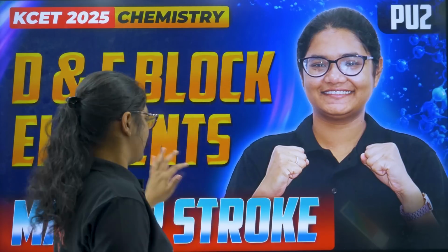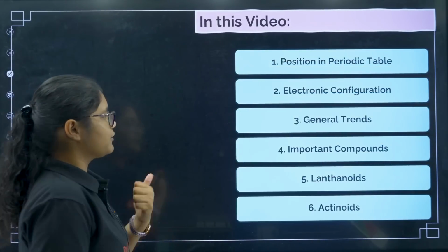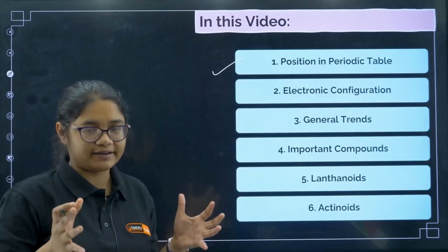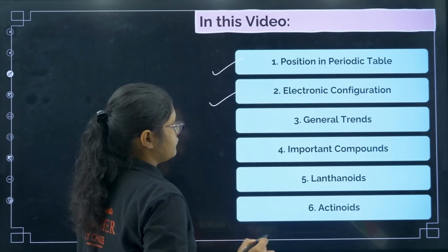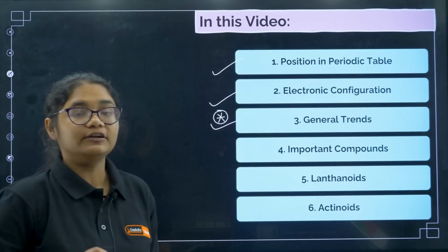Let me tell you first what all things are there in this video. The first thing we are going to study is the position in the periodic table, that is, where exactly the D and F block elements are located. Second, we are studying the electronic configuration. Third, this is very important, your general trends.